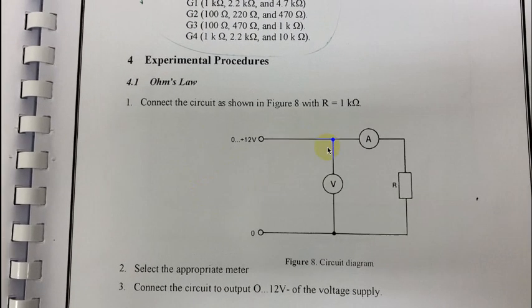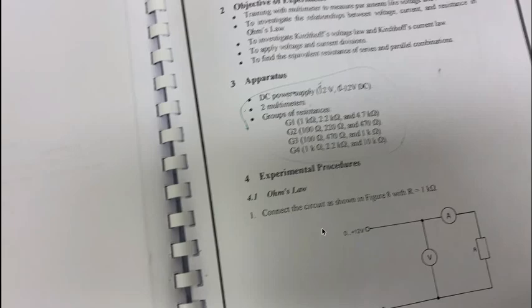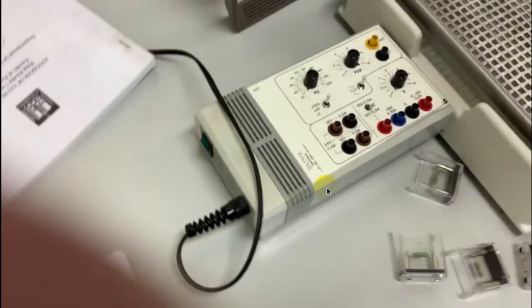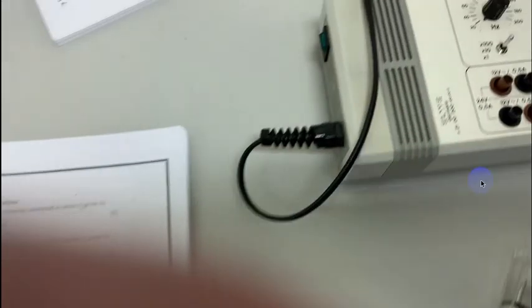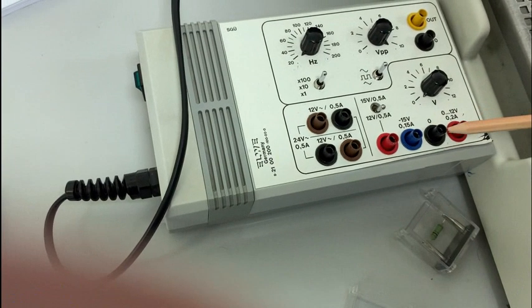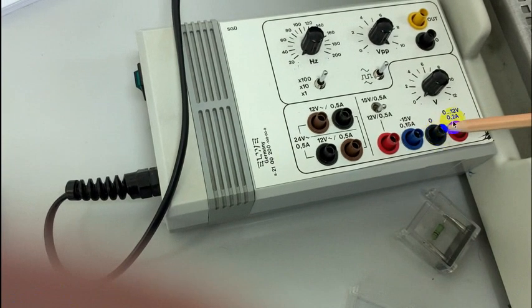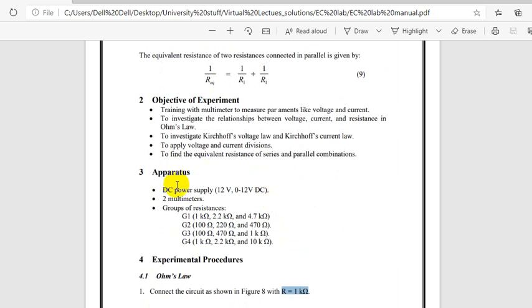So here we will start with the connection. Here you can find the 0 to 12 volt supply. This is the common, and here is the 0 to 12 volt supply. This is the power supply I just told you about, the DC power supply, 12 volt. Here you have two ranges: 12 volt fixed and 0 to 12 volt DC variable.